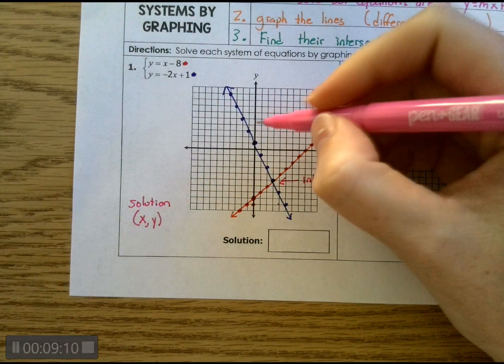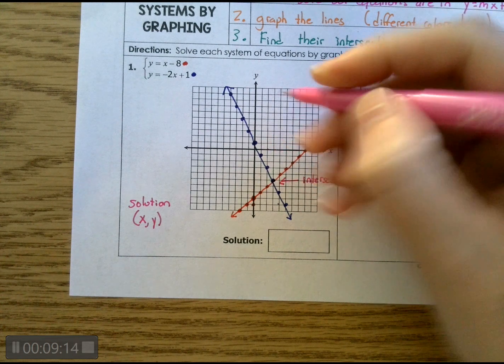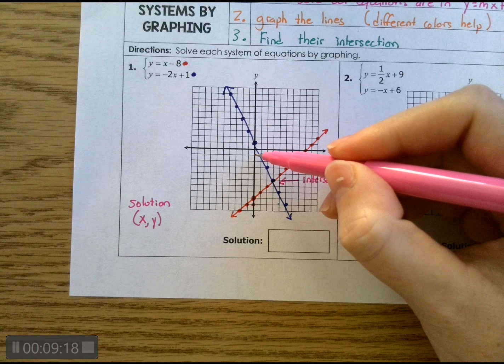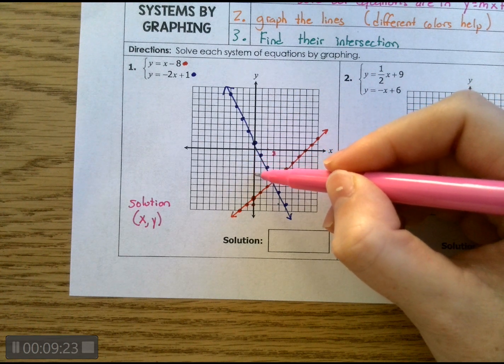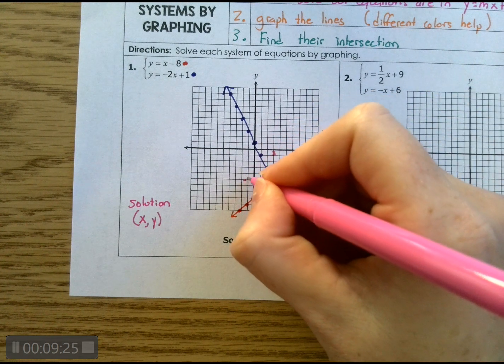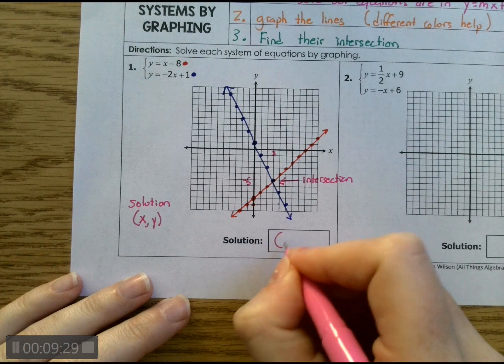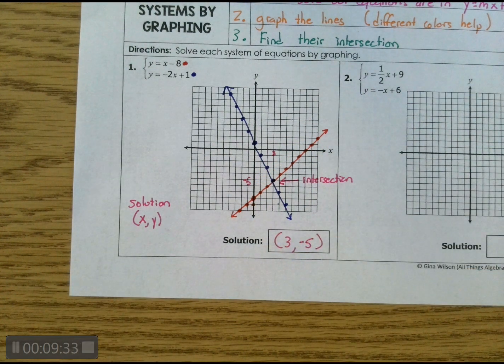Solution x, y. So I'm going to count 1, 2, 3. So this is 3. And then negative 1, negative 2, negative 3, negative 4, negative 5. So our solution is 3, negative 5. Doing okay? Alrighty, let's try the next one.